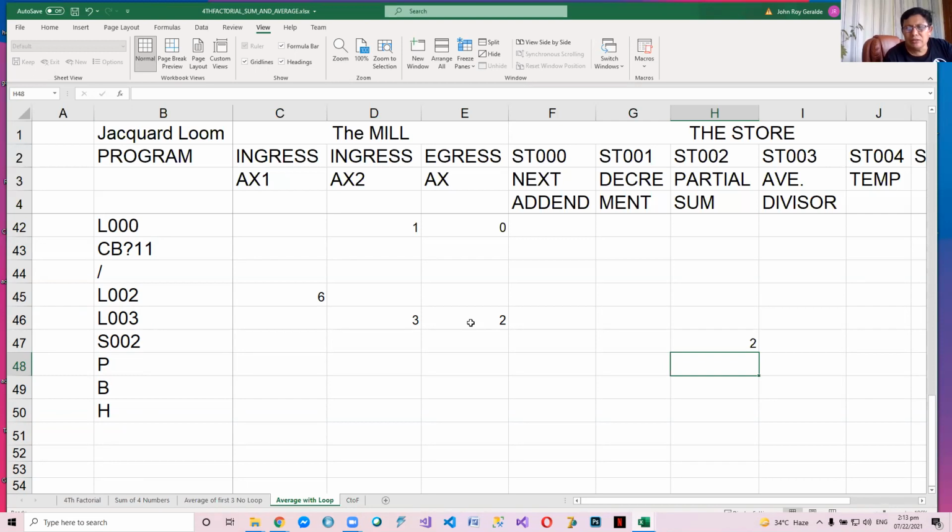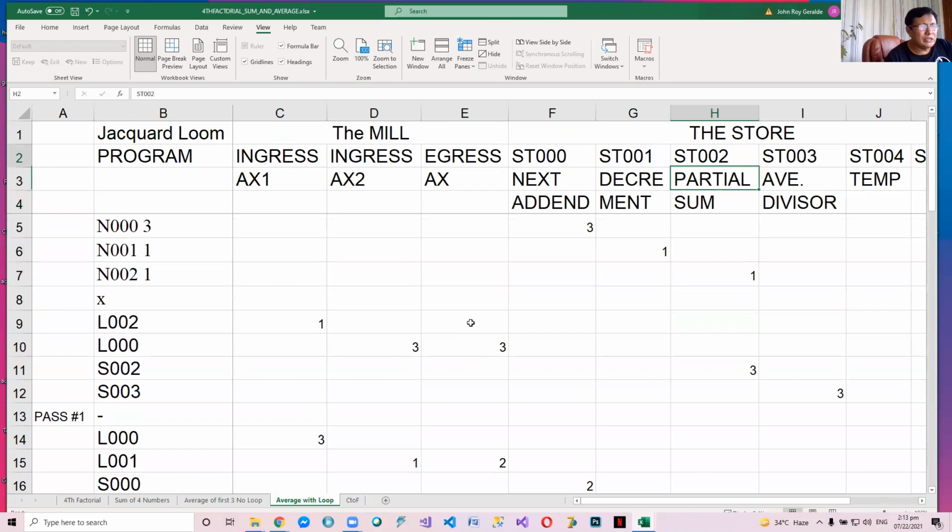Do you follow? Any questions so far? So the average among the 3 numbers is 2. Now this is a version with a loop. So we can use this to compute any value. So which means if you change this to N004, this will compute the average of the first 4 numbers. If we use N005, this computes the average of the first 5 numbers. Do you follow? Any questions so far?